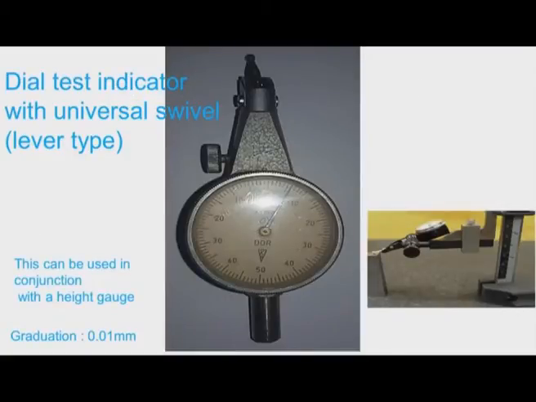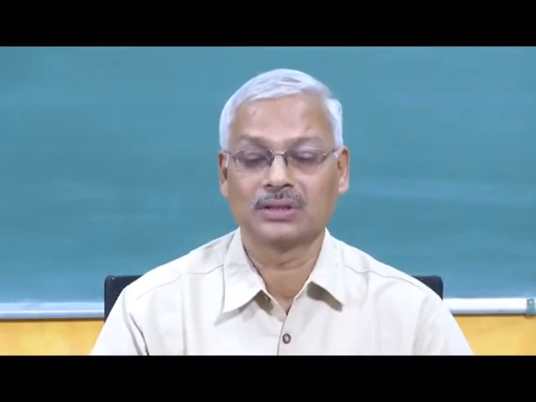Now, we will move to the dial test indicator with universal swivel. This is also known as the lever type dial indicator. We can see we have a dial here with the pointer, and we can see the graduations. In this case the graduation resolution is 0.01 mm, and this is the lever of this indicator. This can be used for alignment purpose, setting purpose, or comparison purpose.